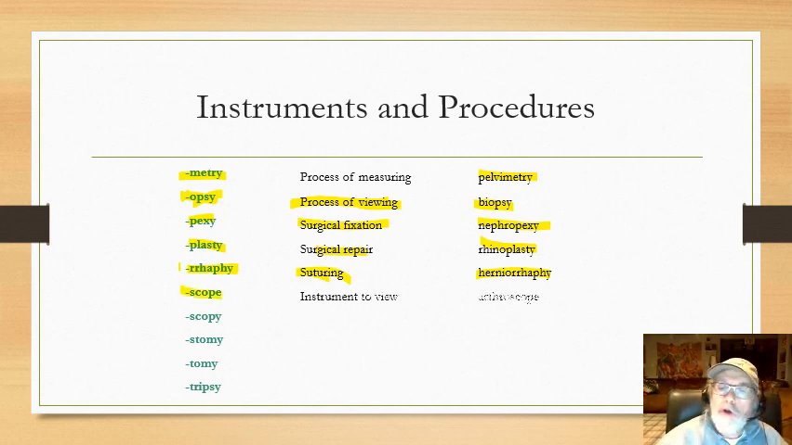Scope. Scope is an instrument to view. Sometimes they could look inside a joint with a scope, and it's called an arthroscope, because we know arthro means what? Joint. Hopefully by this point you're saying, you know what, I'm very passively learning a lot of these new terms, which is actually very exciting to me. Okay, so they look inside.